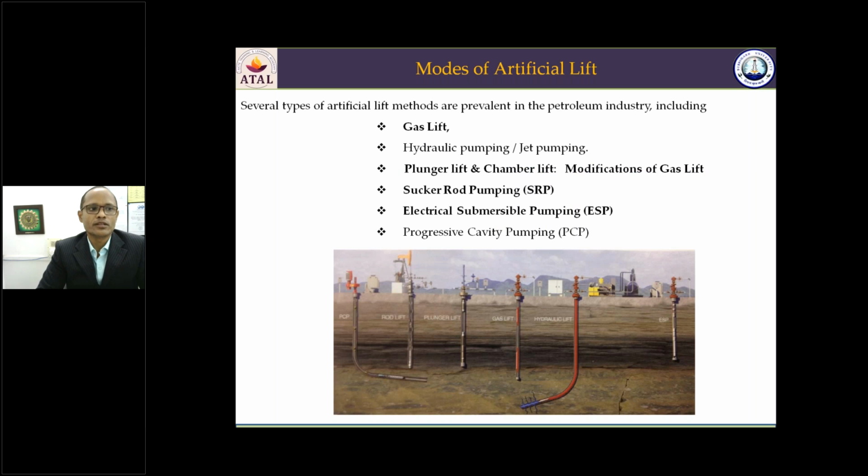So there are several types of artificial lift methods that are used in the petroleum industry. To mention a few, there is gas lift, where we are injecting gas. Then hydraulic pumping or jet pumping, where we use hydraulic energy in order to bring the fluid from the bottom of the well to the surface. Then plunger lift and chamber lift methods are also used, but these are just modifications of the gas lift. There is another kind of artificial lift method, the sucker rod pumping, which is a widely used method. The electrical submersible pumping and the progressive cavity pumping are also used. So in this presentation, we shall be concentrating on gas lift, sucker rod pumping, and electrical submersible pumping.